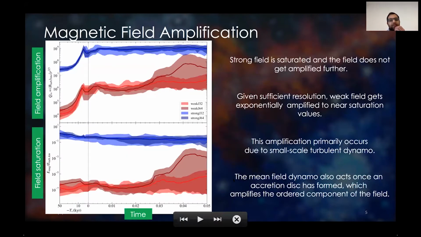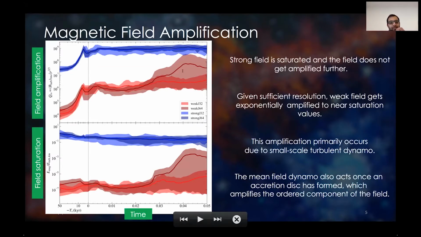So before we go on to talk about how these fields can influence star formation, we'll have a quick look at how these fields change themselves during the formation process of population 3 stars. On the left side, in the first and the second plot, the y-axis tells us how the field is amplified and what the saturation level of the magnetic field is.